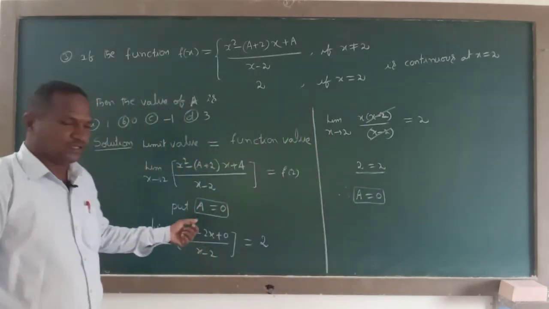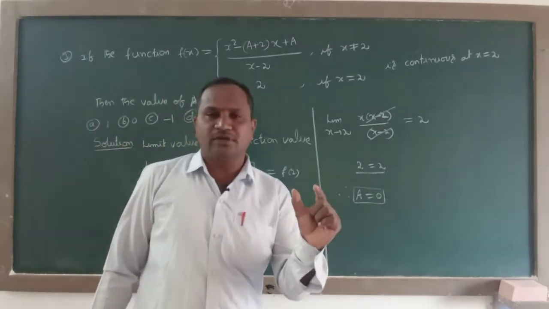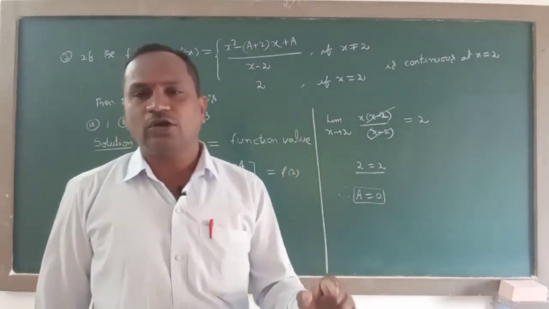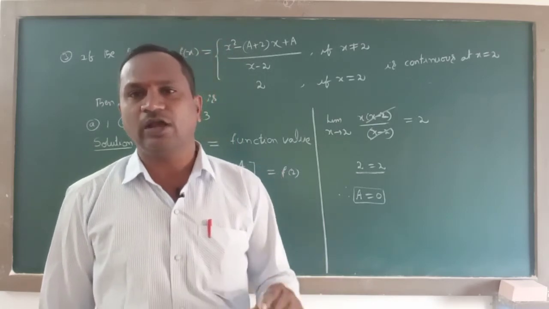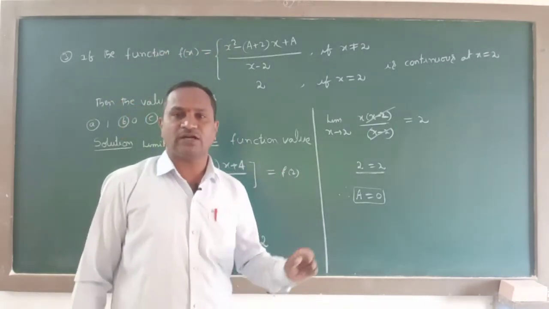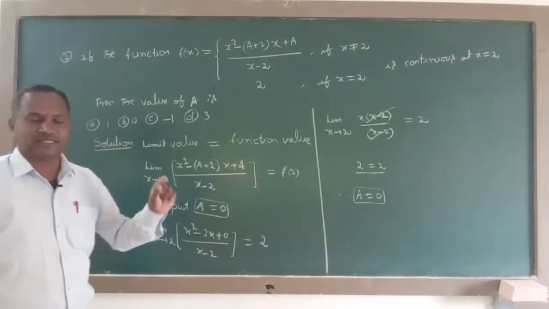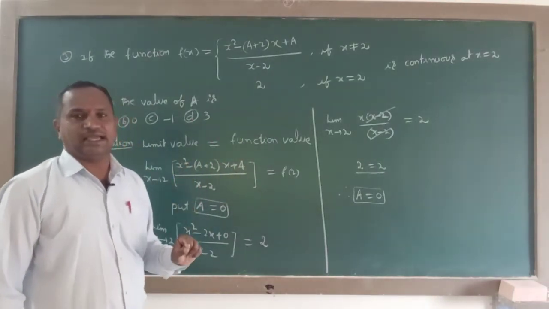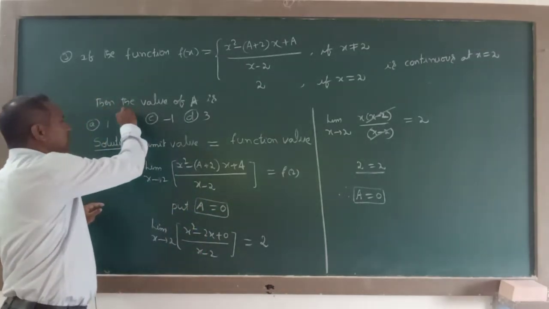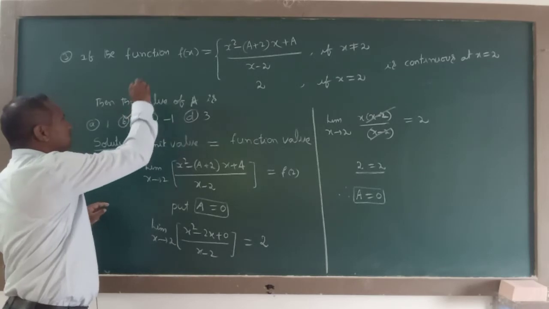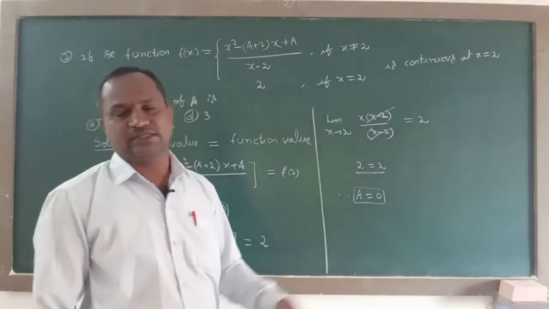By taking a as 0, only then are we getting the limit value equal to the function value. Then only we are getting the function value 2. That's why a is equal to 0 is the correct answer. 0 is allotted to option B, the second option. So the second option is the correct answer for this third question here.